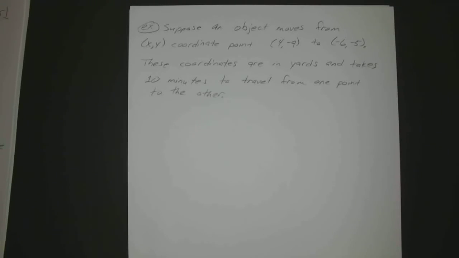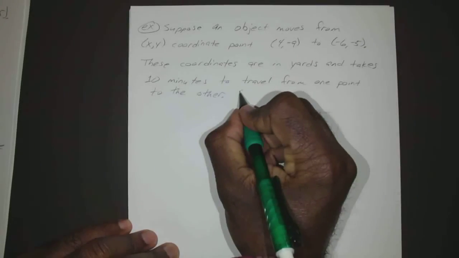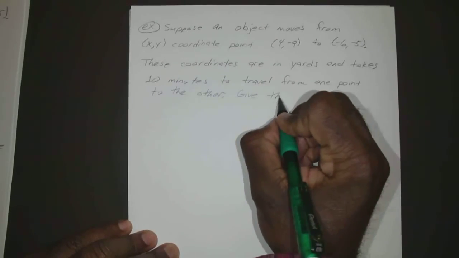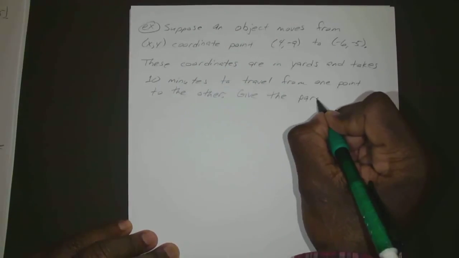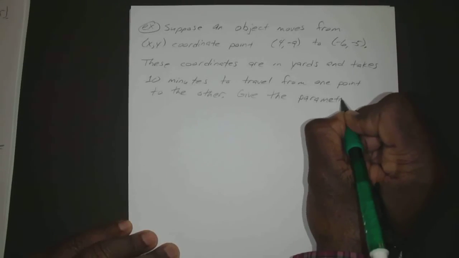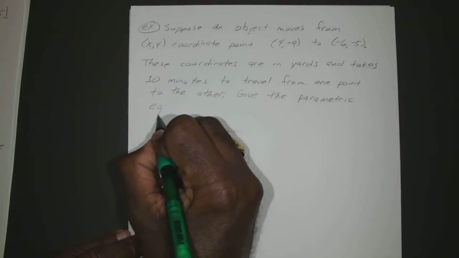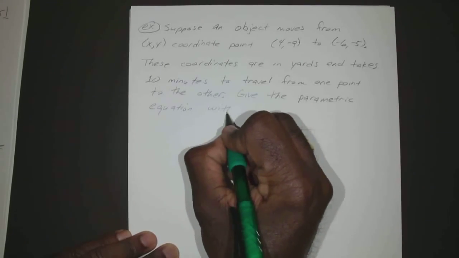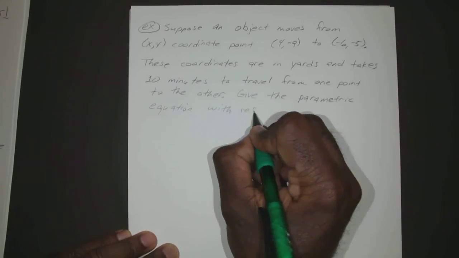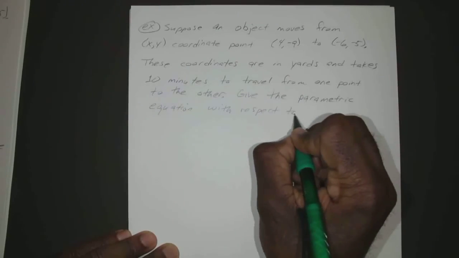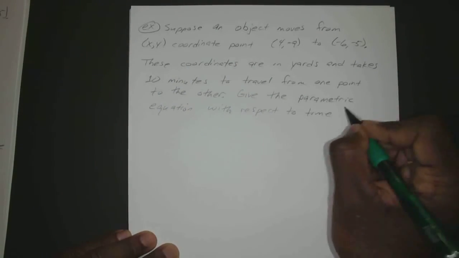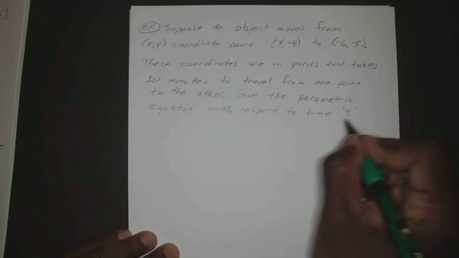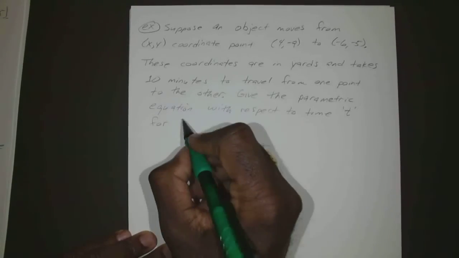Okay. So we don't have to solve it, we just have to get the parametric equation with respect to time for the position of the object.